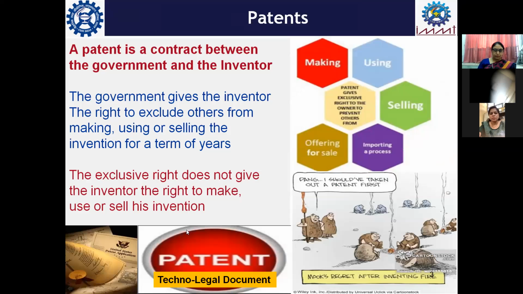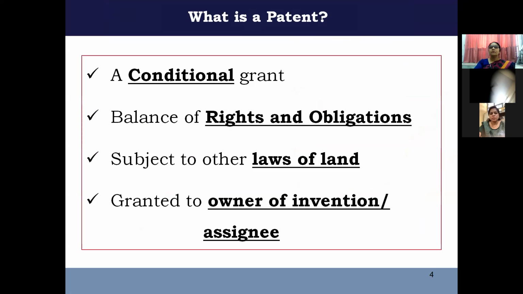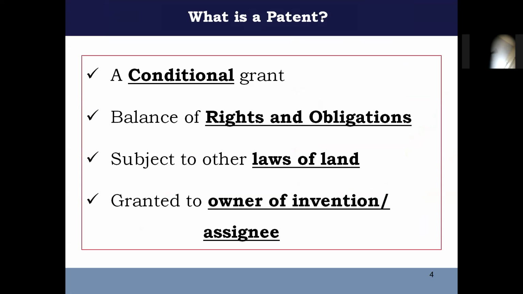So like we discussed yesterday, a patent is a contract between the government and the inventor, which is an outcome of your creative idea, for which the government gives the right to stop others. It is called a techno-legal document. We also know that it's a conditional grant. Whatever rights you get, they are conditional rights. It always has a balance of rights and obligations. It is also subject to other laws of the land. It is always granted to the owner of the invention or their assignee.